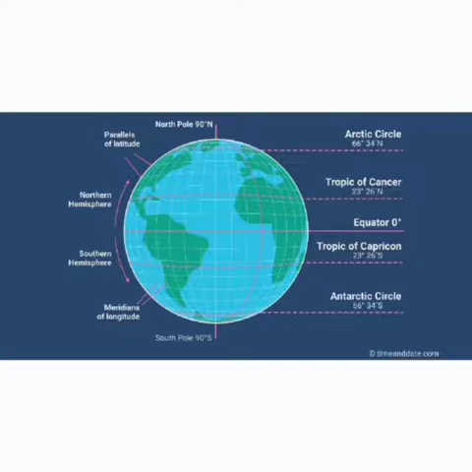Equator is an imaginary line drawn halfway between the North Pole and South Pole. The equator is the most important latitude and is also called a great circle. It divides the earth into two halves or hemispheres called the northern hemisphere and southern hemisphere. The part of the earth from the equator to the North Pole is called the northern hemisphere and the part of the earth's surface from the equator to the South Pole is called the southern hemisphere.